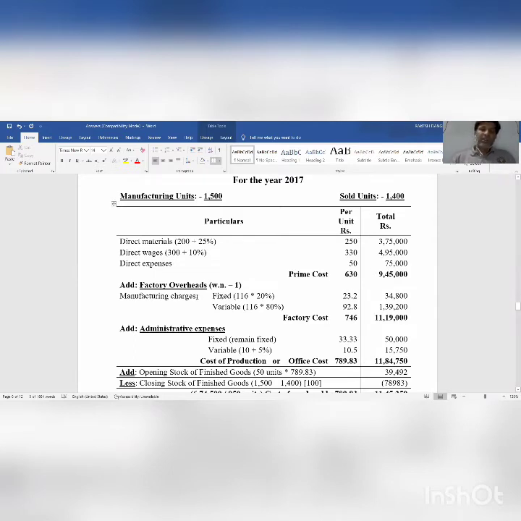Now we have to add factory overheads. There is one expense under the factory overheads head: manufacturing expense.